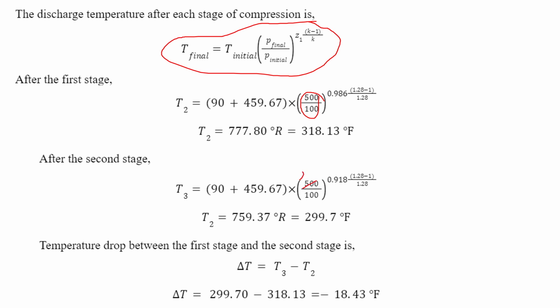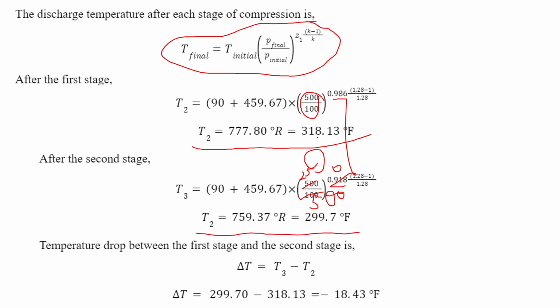Here it will be 2500, and this will be 500. But the ratio will be the same for both of them, that will be 5. So P final by P initial will be equal to 5 only. And the Z1 value, the compressibility factor, we have to consider according to 100 psi and 500 psi. That will be different for both the stages, and the K value will be the same. So from that we can find out what the final temperature will be for the first stage and the second stage.